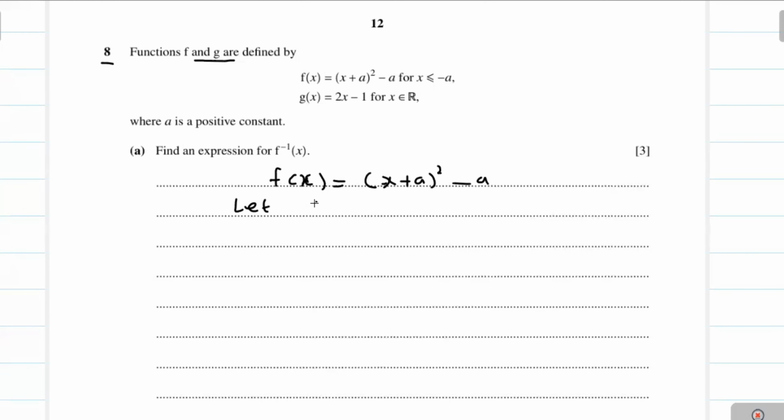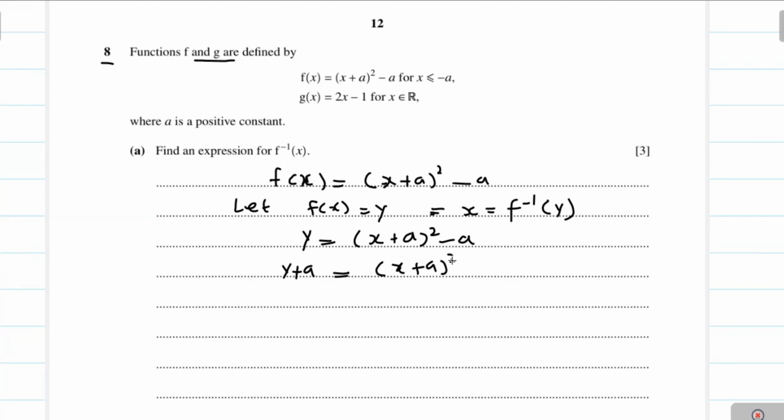Now we can write, let f of x equal to y, then x equal to f inverse of y. Therefore, to find f inverse of x, firstly we will make x the subject in this equation. Now you see here we can write y equal to (x plus a) whole squared minus a. Now we shift the a from right to left side, it becomes y plus a equal to (x plus a) whole squared. Now we take the square root on both sides.